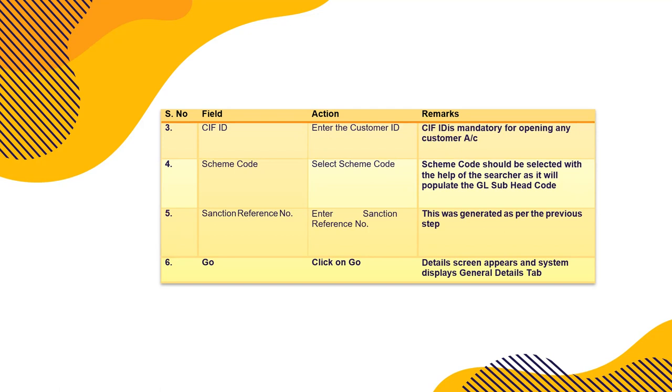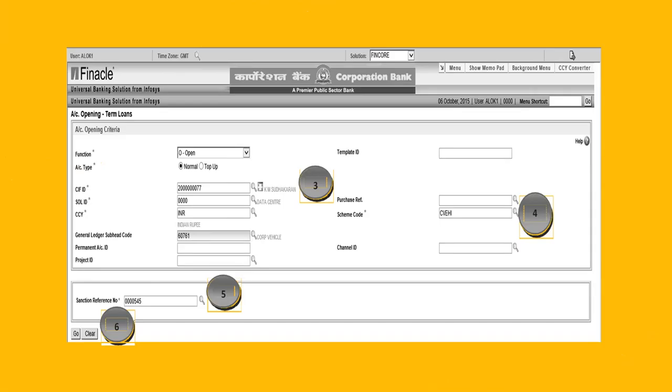Then sanction reference number. Who sanctioned the case, right? This was generated as per the previous steps. Then again click on Go in the system. It will take you to this screen. Open automatically will appear here. This is the CIF ID here. This is the sol ID. Automatically this will be populated.